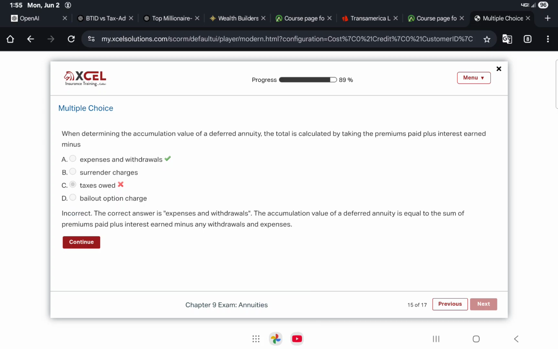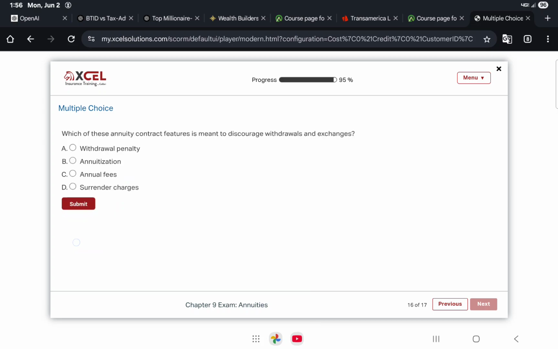The accumulation value of a deferred annuity is equal to the sum of premiums paid plus interest minus any withdrawals and expenses. That makes sense, I guess.